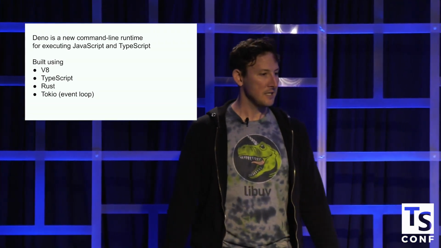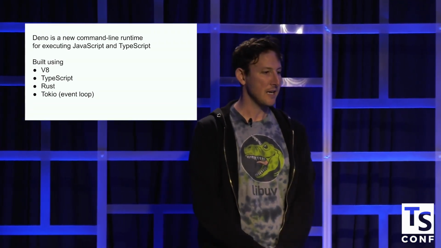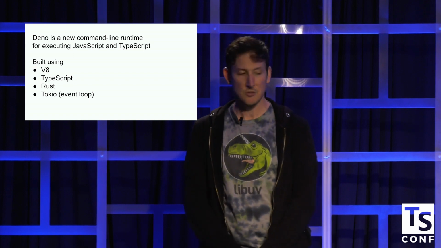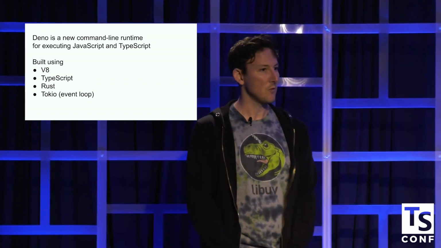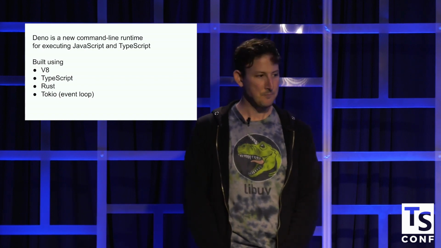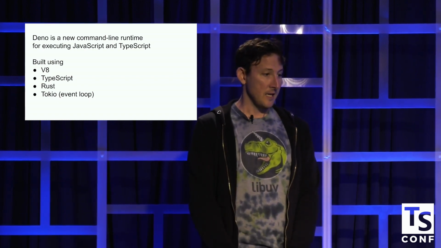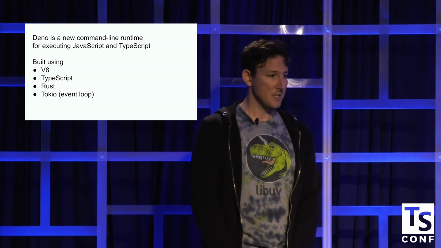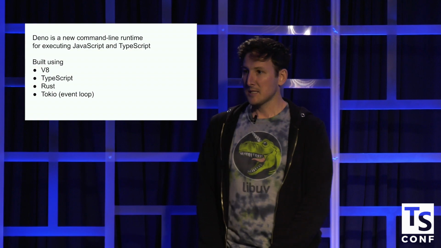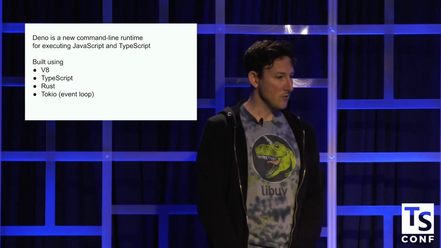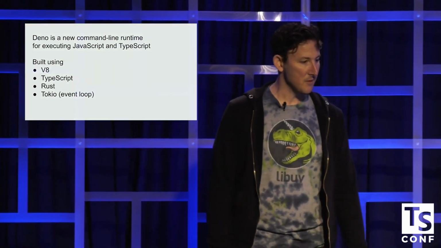So yeah, Deno's a new command line runtime, and it's for executing JavaScript and TypeScript. And it's built on top of V8. And in some ways, it's kind of a framework around V8. And it has the TypeScript compiler built into it. I'll talk about that a little bit. And it's built in Rust, and it's built on top of a thing called Tokio, which serves the same purpose as libuv, if any of you recognize that. I won't tell you what that is, though.